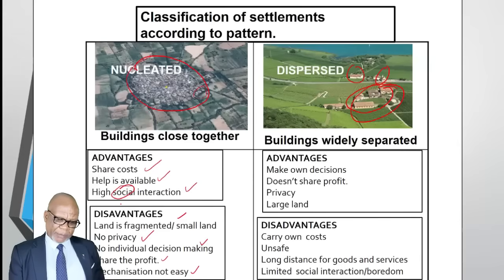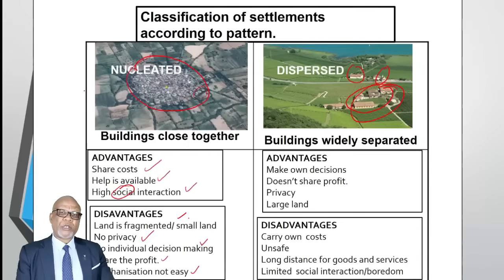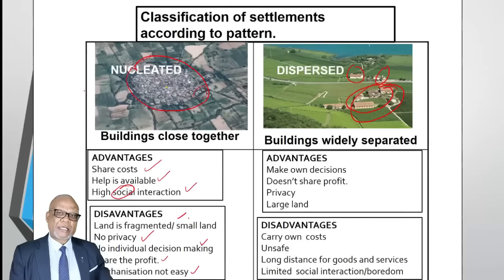It says land is fragmented, small land. You can also say because of small land, there's going to be small yield, which means the production will be less. Now, if the production is less, that's going to affect the economy, your income, because we have fewer products, you're going to sell fewer products, and therefore you're going to make less money.